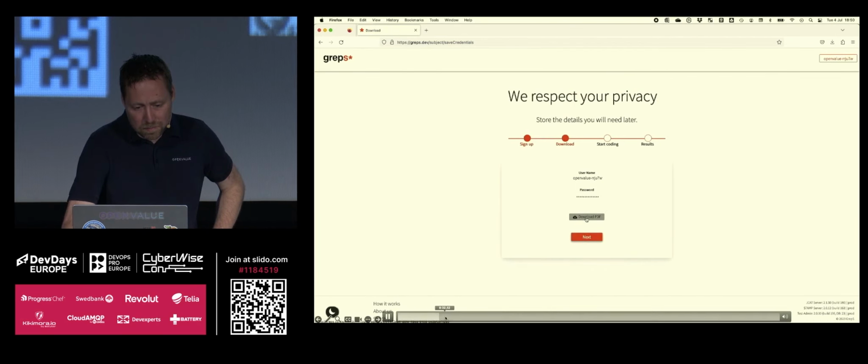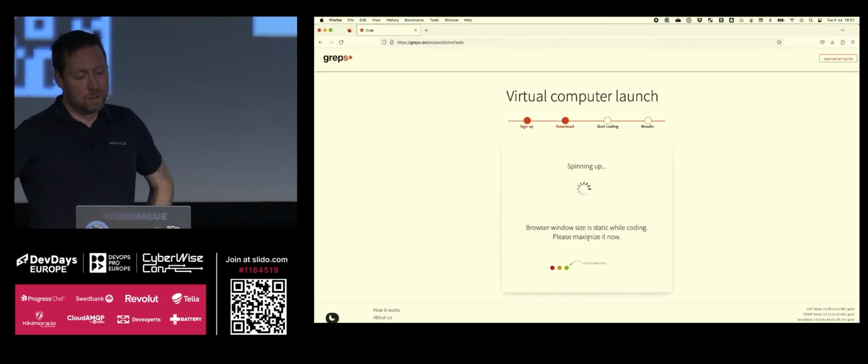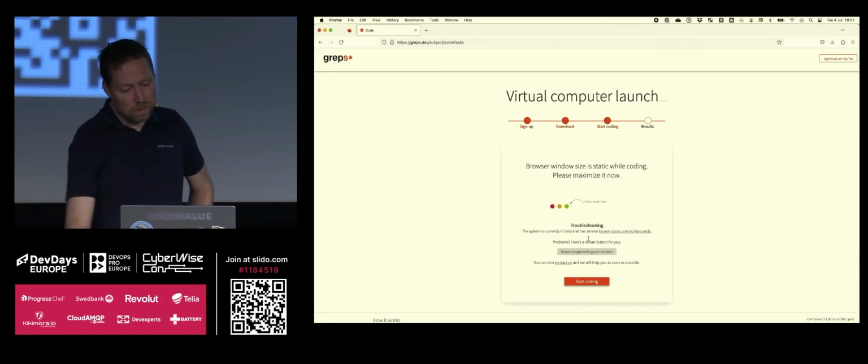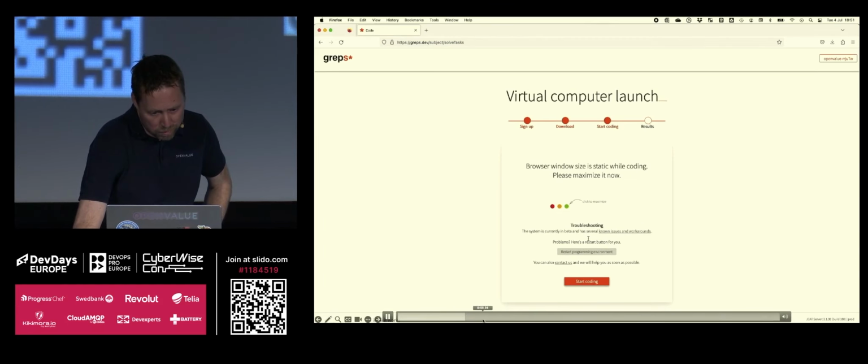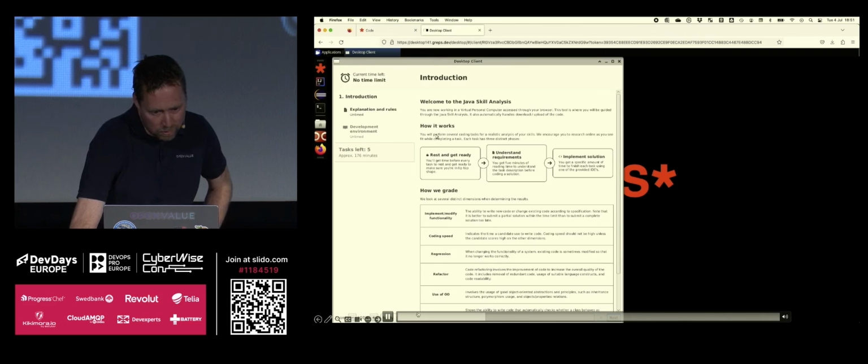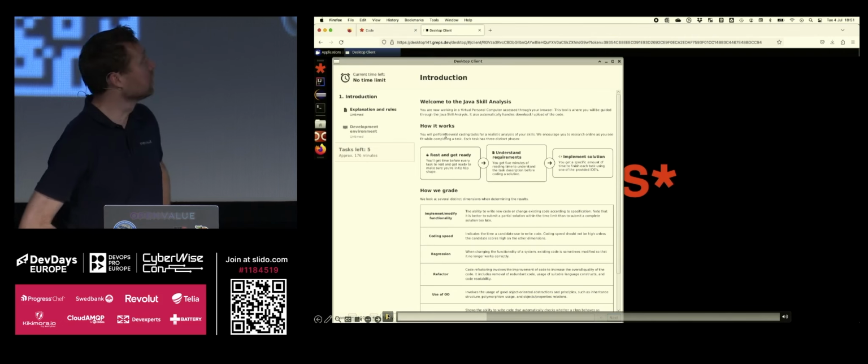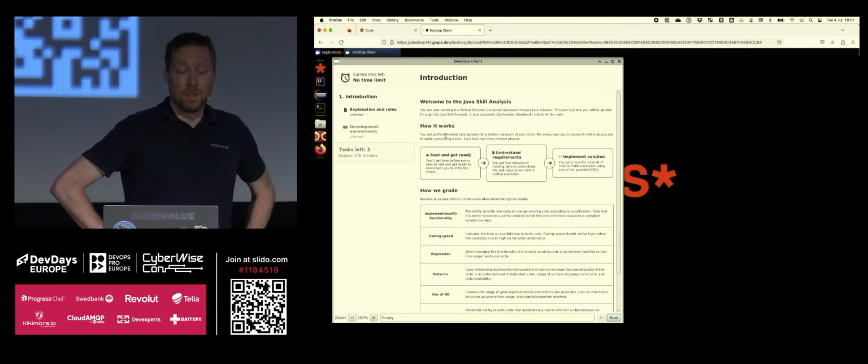Speed it up a little bit. There we go, spinning up. We're going into a Linux box, and a wizard will be started in a few moments. So here we are. We're now in the wizard. It says welcome. You're going to be measured.